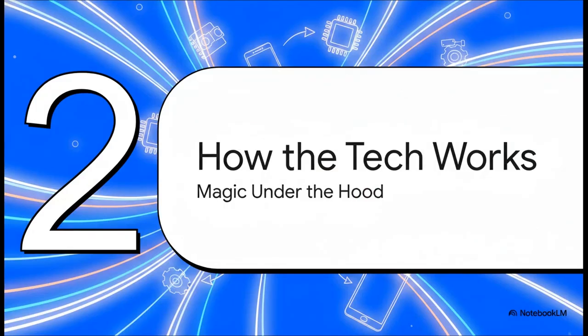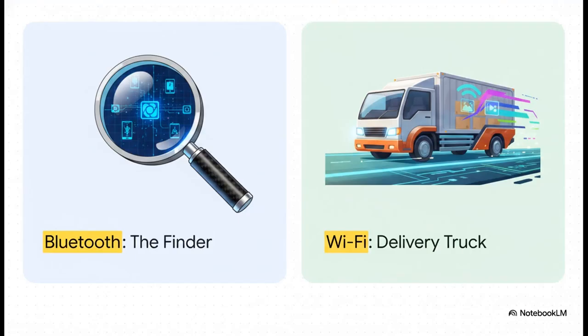Moving right along to Section 2, how the tech works, the magic under the hood. AirDrop actually operates using a really brilliant two-step process. Step 1 relies on Bluetooth. Think of Bluetooth as the finder. When you open AirDrop, your device uses Bluetooth to scan the immediate area to discover nearby Apple devices. It's looking for your friend's phone or maybe your laptop.